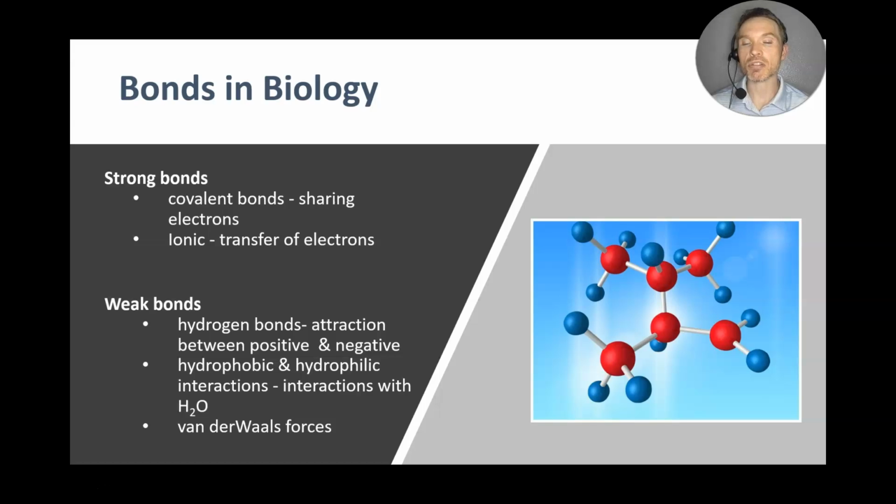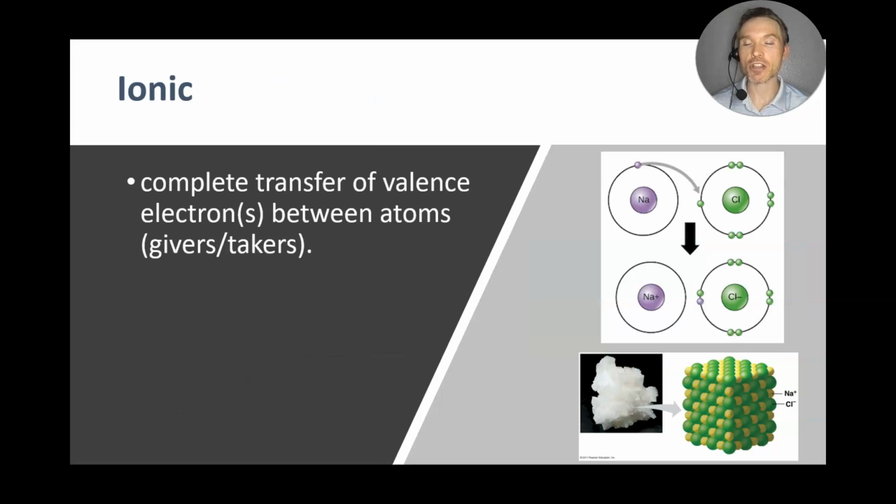So what are the bonds that we will study in biology? The bonds can be broken into two groups: the strong bonds, which include the covalent bonds and ionic bonds, and the weaker bonds, which include hydrogen bonds, hydrophobic hydrophilic bonds, and lastly, the van der Waals forces. Just to review, ionic bonds are formed when there's a complete transfer of the valence electron between atoms. So in this situation, you need to have an atom that wants to donate an electron, and you need to have an atom that wants to accept an electron. When this occurs, we form an ionic bond.